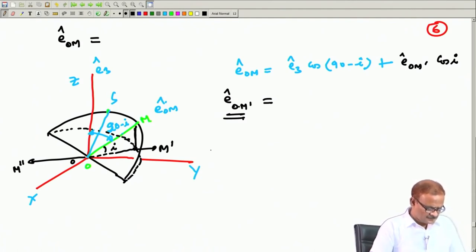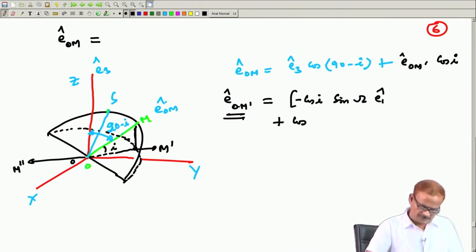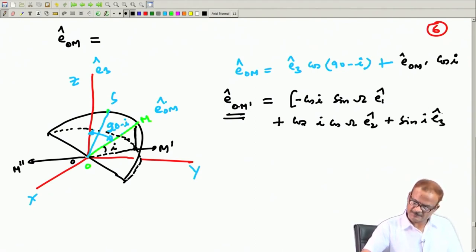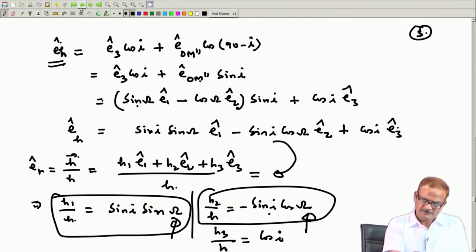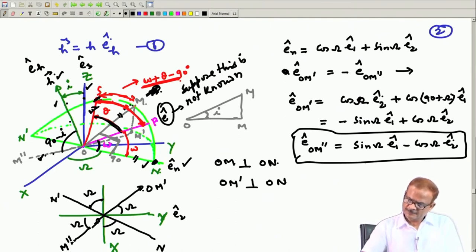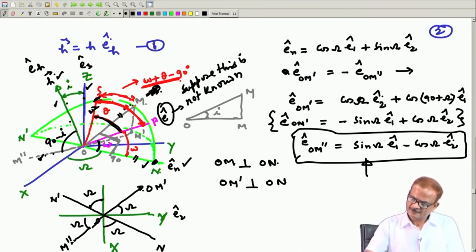And this vector is basically minus cos I sin capital omega E 1 cap plus cos I cos capital omega E 2 cap plus sin I times E 3 cap. From where are we getting this? See, E O double M prime we already have here, and EOM prime is also there. EOM prime is available to us in this place. So, we use this: EOM prime is minus sin I E 1 cap.